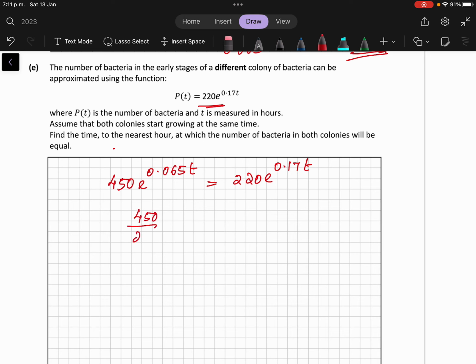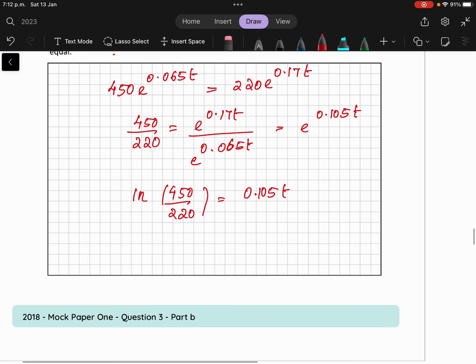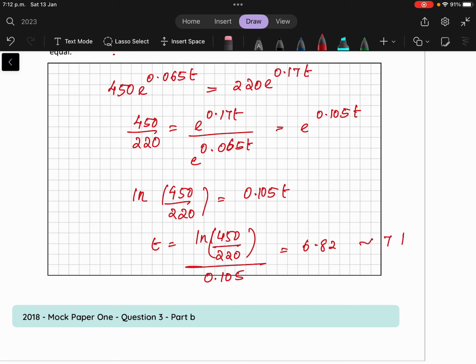So 450 divided by 220 is equal to e to the power of 0.17 t divided by e to the power of 0.065 t. So it's all simple manipulation. That will be equal to e to the power of 0.105 t. ln 450 over 220 will be equal to 0.105 t, or t is equal to ln 450 over 220 divided by 0.105, and then you can simplify this as 6.82 or approximate it to 7 hours.